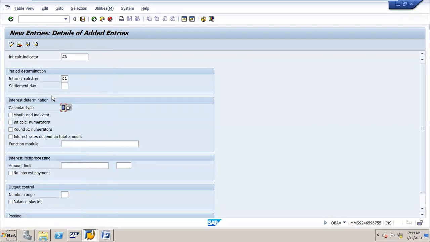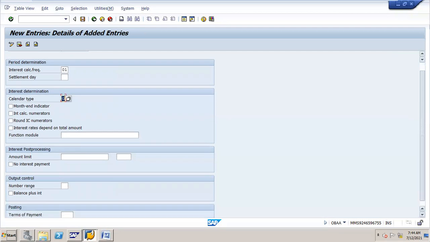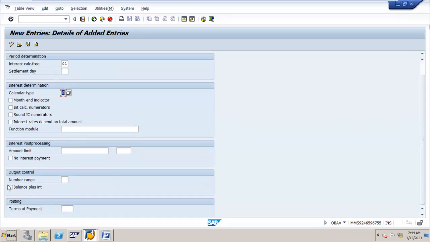Okay. Next, what do we have to do now? Come down. Here you can see output control. Select balance plus interest. What is balance plus interest? Once the end user runs the interest calculation, he will see the output. This is the loan amount, 1 lakh rupees, plus interest of 800 rupees, total 1 lakh 800 rupees, right? He wants to see that.